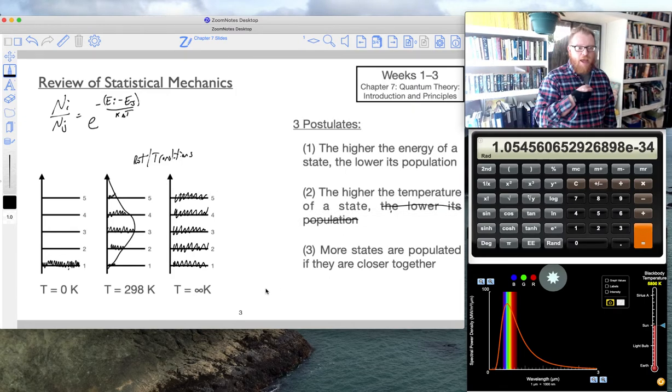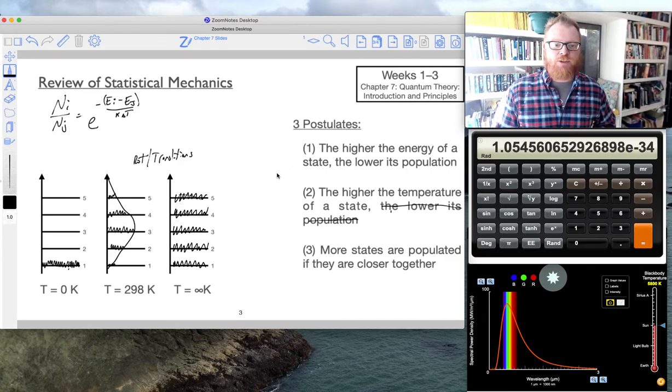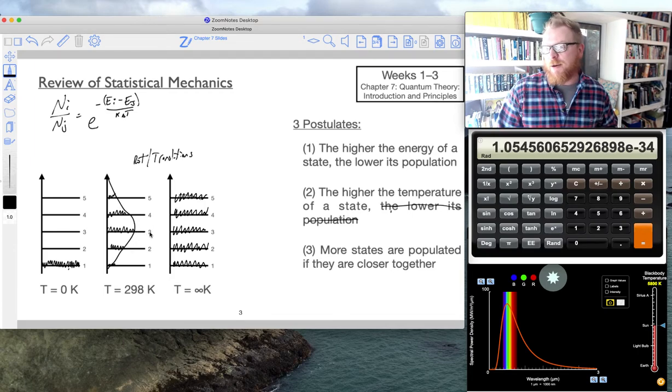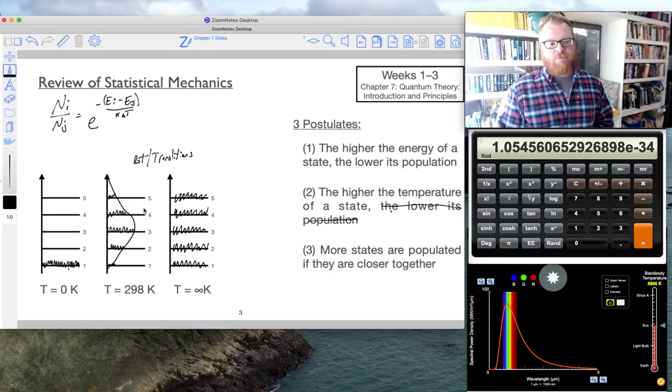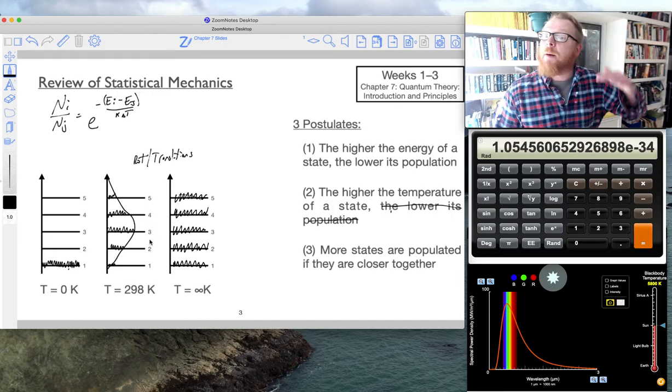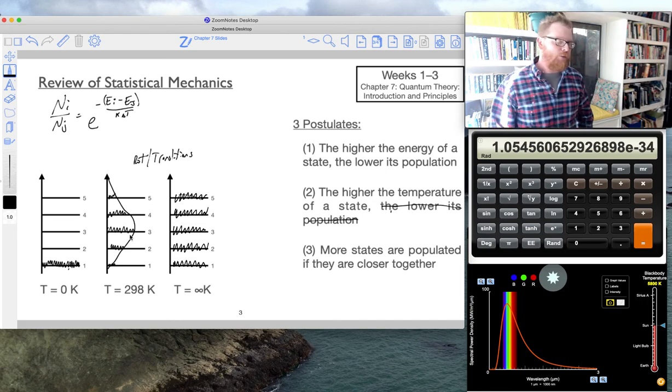And so another way we can think of this postulate number 2 that I did a bad job describing: the higher the temperature of a state, so as we increase this 298 K temperature, what we would see is this distribution. Let's say the most populated state is state number 3. If we increase the temperature on this system, then the highest populated state is going to move up to upper levels. That distribution is going to shift up to higher levels.